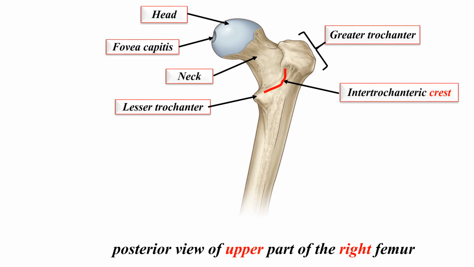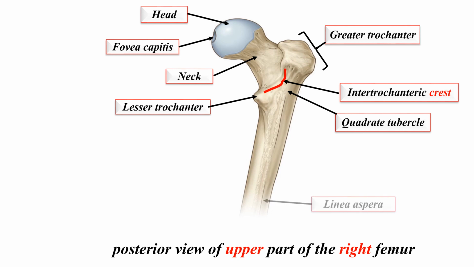Below the intertrochanteric crest, halfway down the crest, this is an oval prominence. We call it the quadrate tubercle, for attachment of the quadratus femoris muscle tendon. This is the linea aspera in the posterior surface of the shaft. It is a strong vertical ridge. This is the linea aspera in the middle third of the shaft.